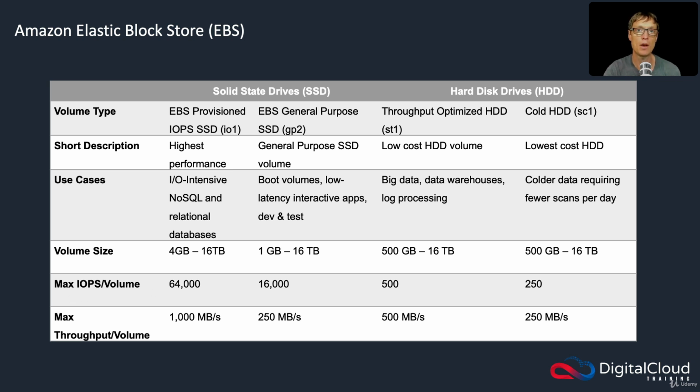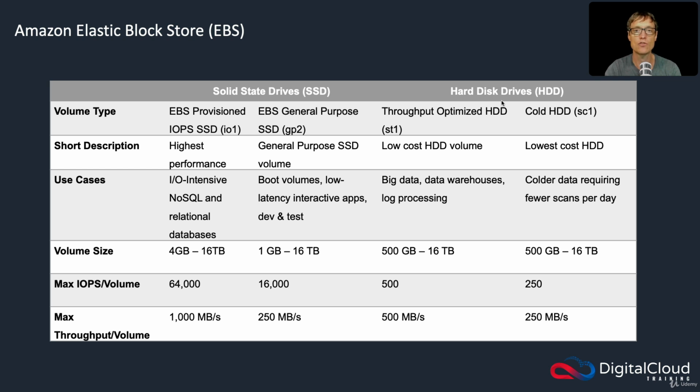IOPS stands for input output operations per second, so it's the amount of operations your volume can handle. So the more, the better the performance in terms of the amount of operations. There's another measurement here called throughput, so that's the quantity of data that can be transferred. Those two measurements will be useful when you understand the characteristics of your application so you can determine which volume type to use.